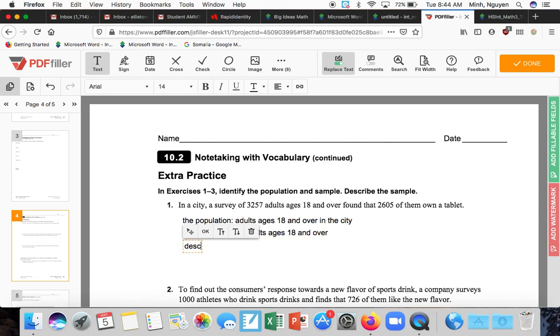Describe the sample. Well, if I've asked 3,257 people and only 2,605 of the 3,257 own a tablet, what does that say about the rest? If 2,605 of them have a tablet, that means the rest of them do not. And we should definitely attach a number to it, which you could just find using subtraction. 652, it looks like. The rest, 652, do not own a tablet.